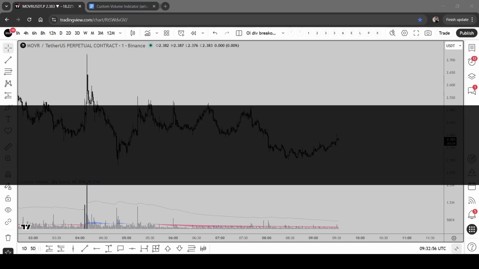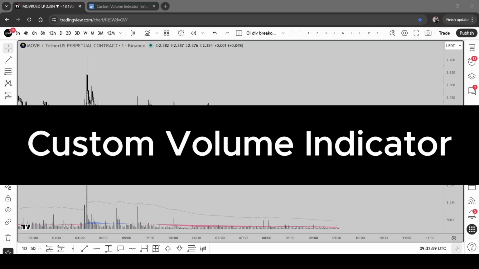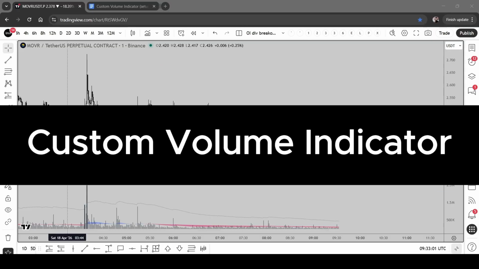I built a custom volume indicator and I'm going to show you how to set it up and get it up on your chart.